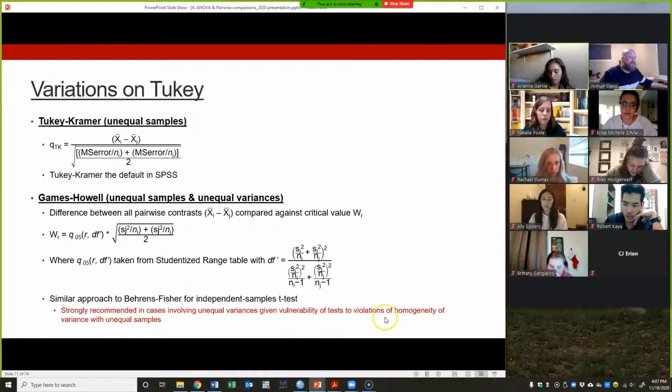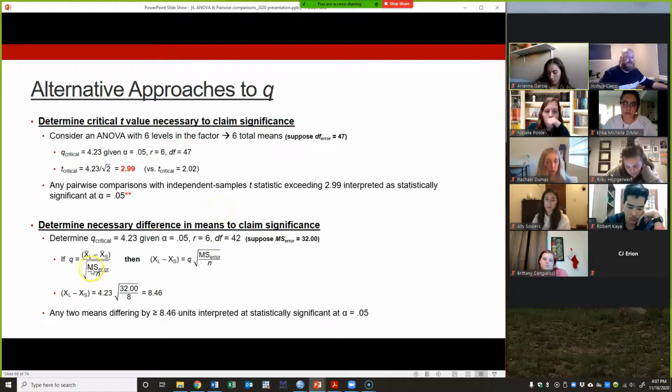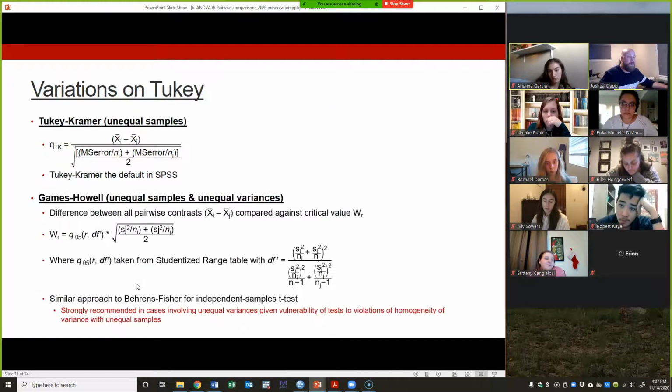Our tests become very sensitive to violation of homogeneity of variance with unequal sample sizes in these post hoc tests. Because if we're taking a look at our post hoc tests with Q, we're using the mean squared error from our overall ANOVA table as an estimate for our comparisons. But it's possible that my mean squared error isn't a good estimate for group 2, because that group is way different than everything else. So if we have evidence of unequal variances with unequal samples, Games-Howell is probably what we want to use.